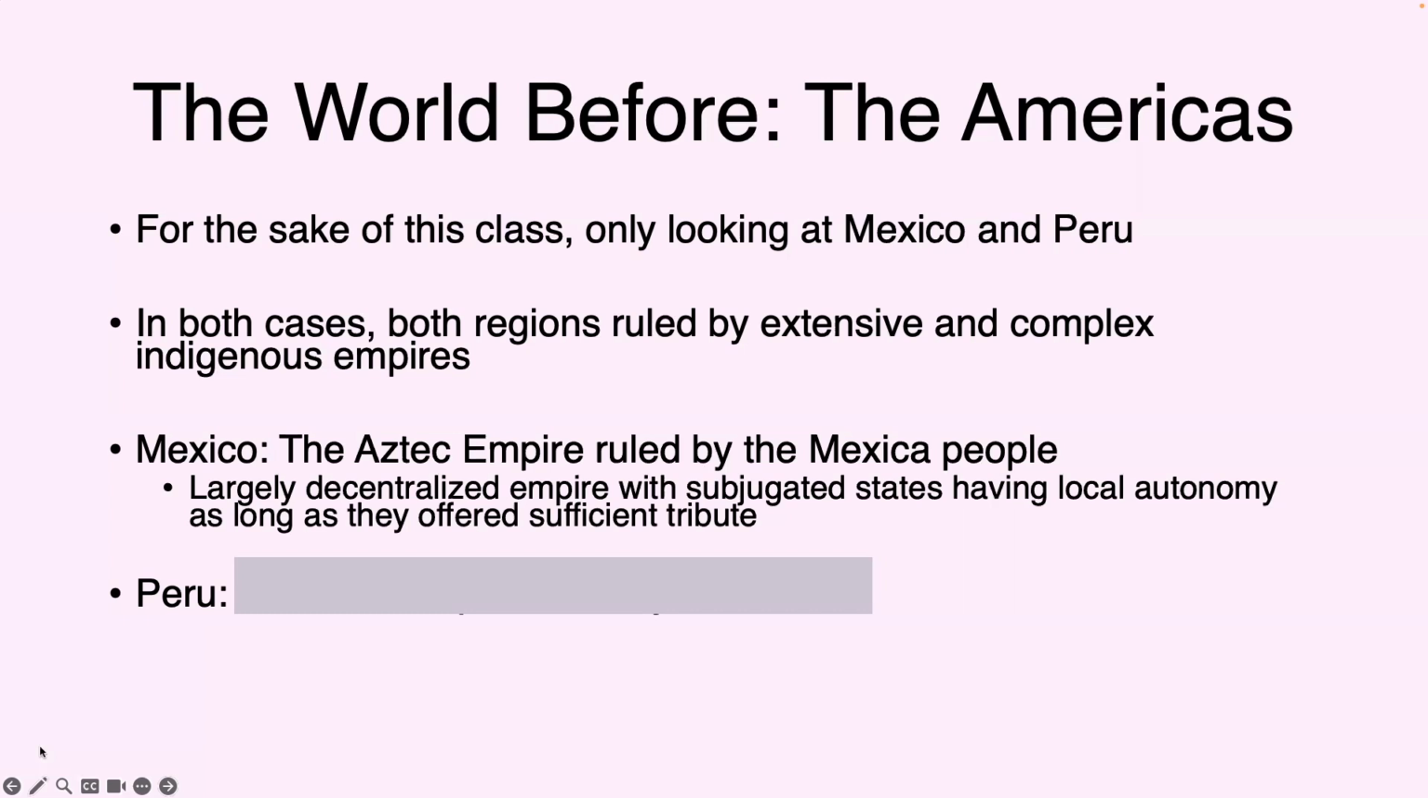But as long as those states that the Mexica people had conquered in central Mexico paid what they needed to pay, gave the Mexica the tribute that was required, like, hey, you're good. You rule how you want to rule. As long as you stay loyal to me, give me what I want, we're all good.